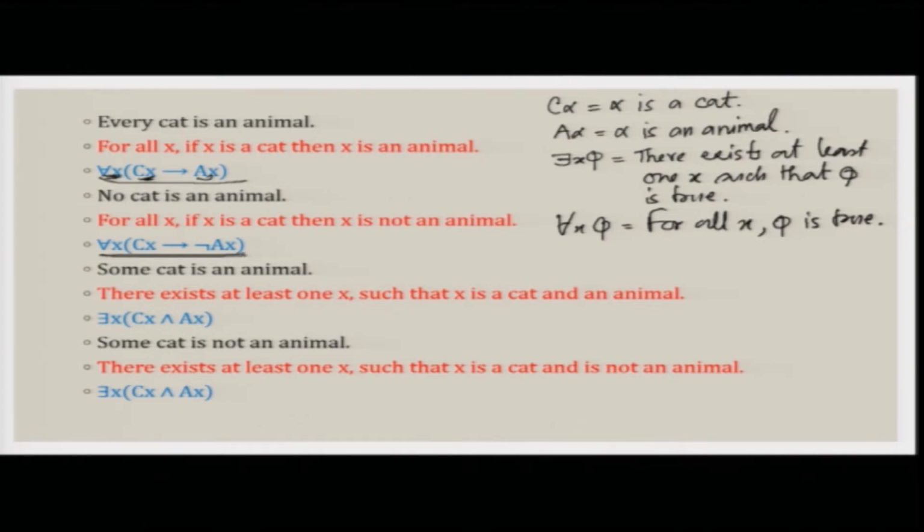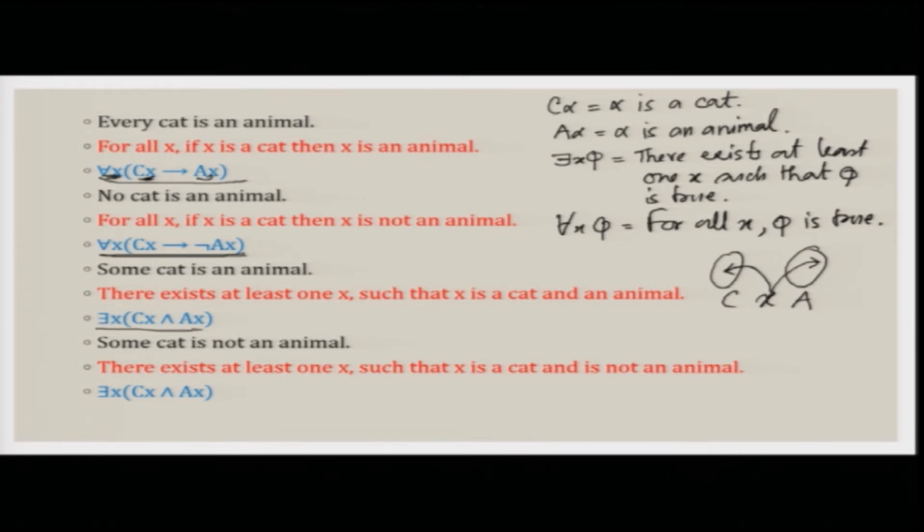Now, once again, the third sentence guarantees that there are two non-empty sets, the set of cats and the set of animals, and then it is saying that there exists at least one x that belongs to both sets. So, two sets are there, cats and animals. There is at least one x which goes there and which goes there also.